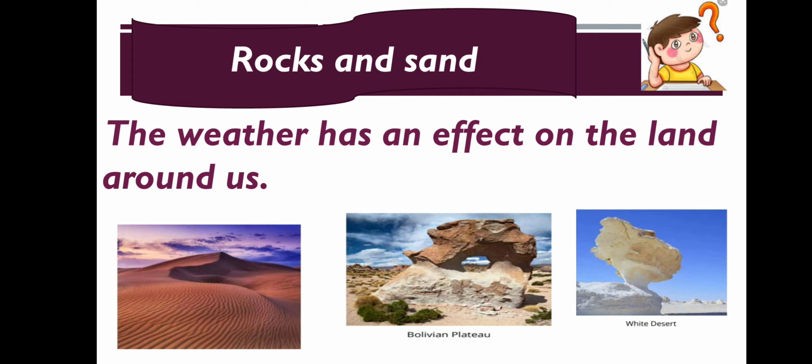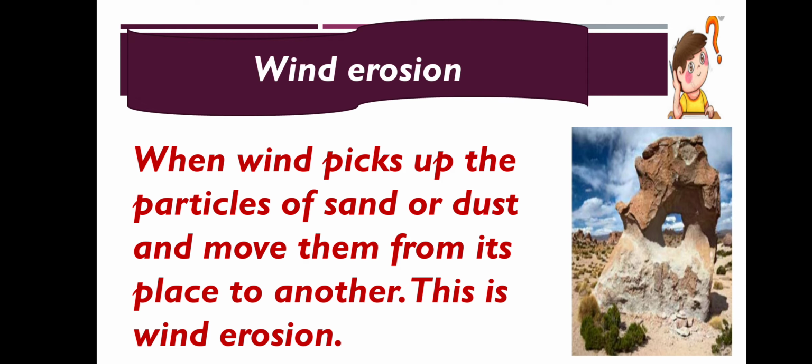These pictures show natural formations made by nature. Wind erosion: when wind picks up the particles of sand or dust and moves them from one place to another, this is wind erosion. What is the meaning of wind erosion?